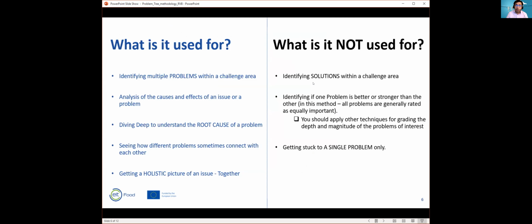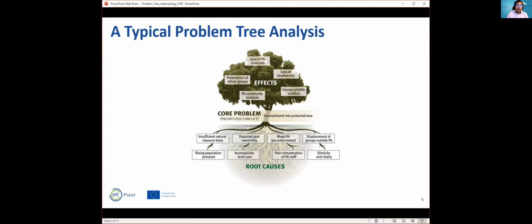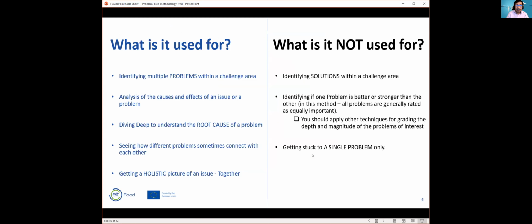So that is important, that you do not use the tree to identify solutions. Secondly, you also don't say that one problem is better or stronger than the other. In this method, all problems are generally rated as equally important, right? So again, if you look at here, we're not saying that one problem is better than the other, but all the problems that are feeding the core problem is what you are doing, you are listing.